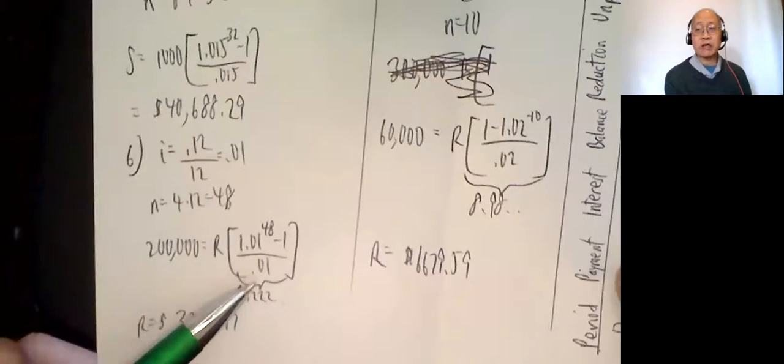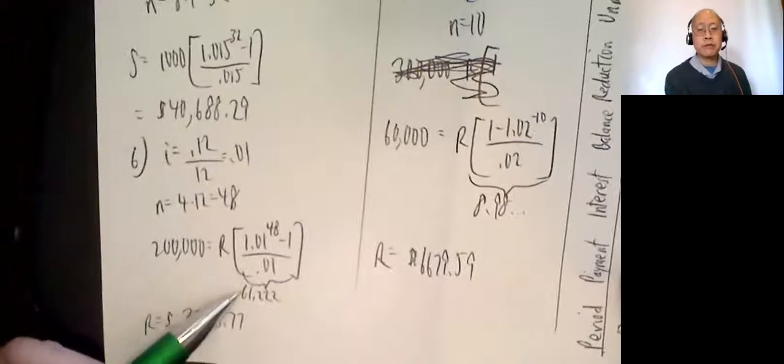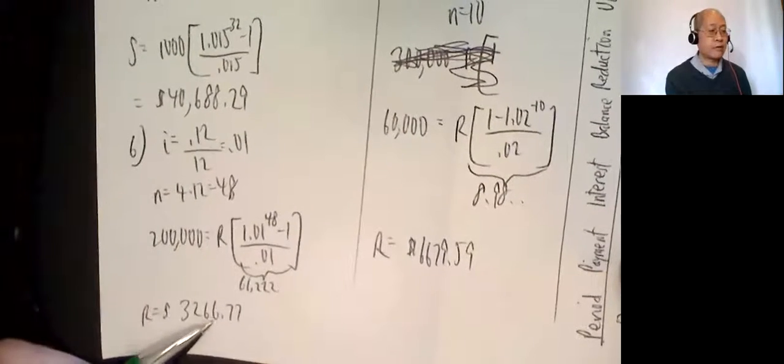Again, it's easier if you have the answer button. If you don't have the answer button, then type every digit. Divide both sides by 61.22. R is 3,266.77.